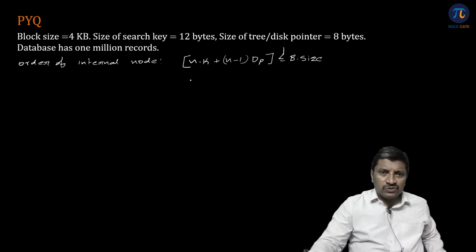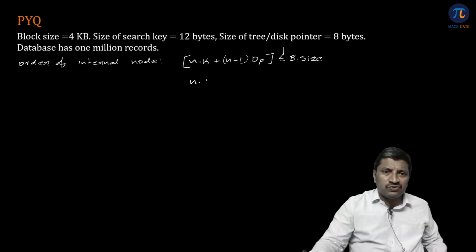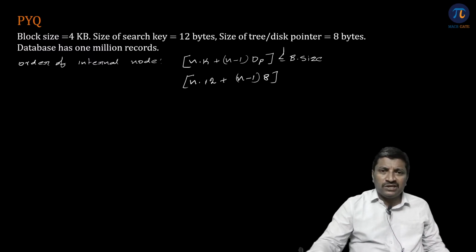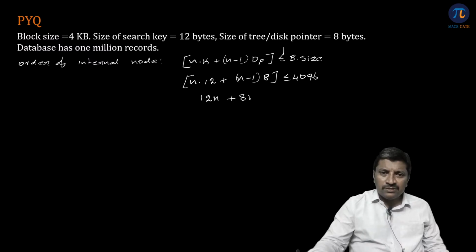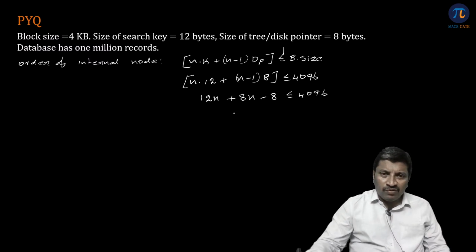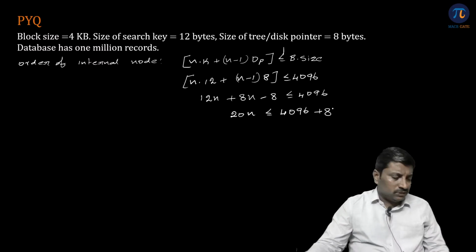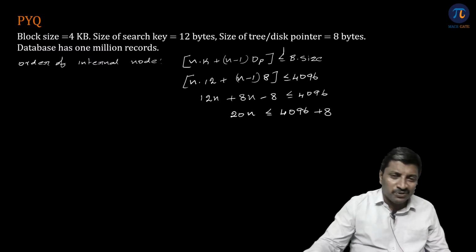Yeah, fine. So n is fine. Key size is 12 bytes, n minus 1 into disk pointers 8 bytes. This is less than or equal to 4 KB, sir. This you already calculated, 4096. This is 12n plus 8n minus 8, less than or equal to 4096. What is this value, sir? 20n less than or equal to 4096 plus 8. Sir, whenever I am making any numerical mistake, please let me know, okay?